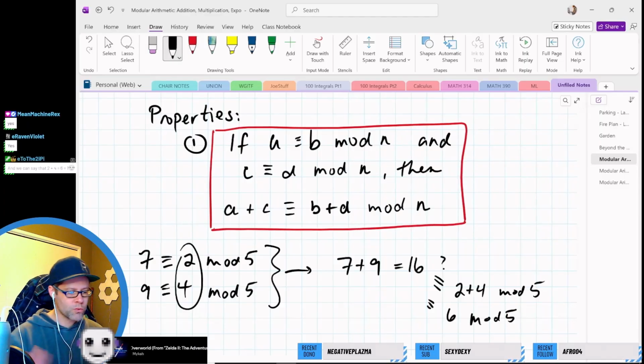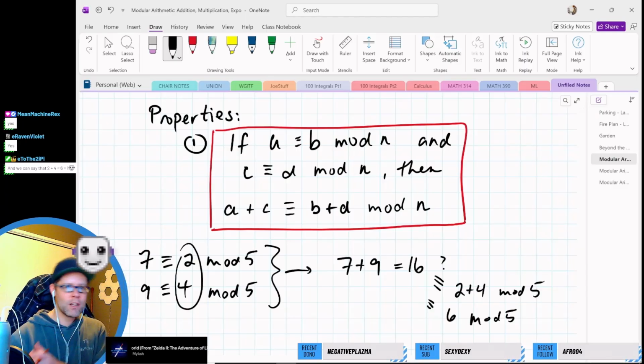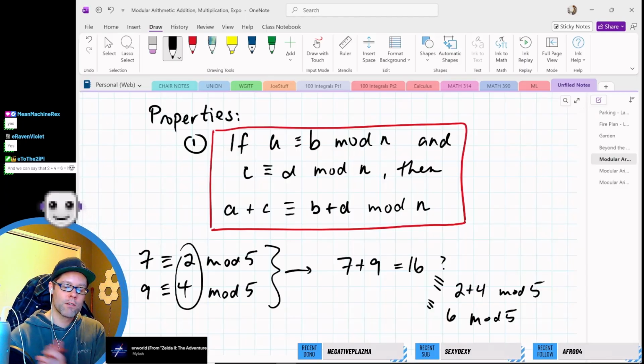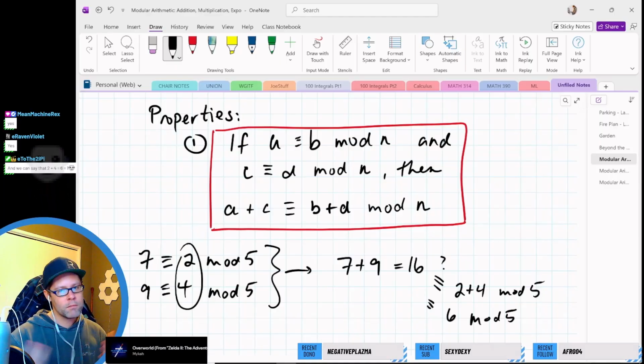Right, so addition works really, really nicely. If I add on the left-hand side of the congruence, that means all I really need to do is consider an addition of the remainders on the right-hand side, and everything should be okay.